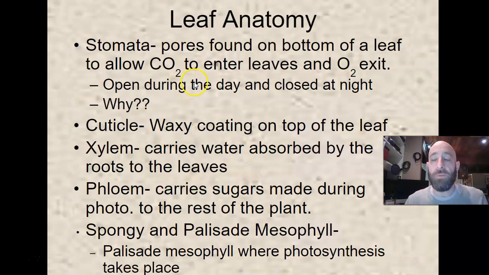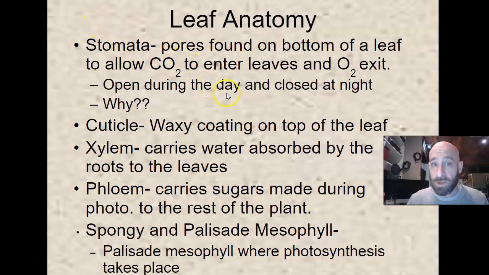Okay, so first of all, do leaves breathe? Do plants breathe? And the answer to that question is yes, they do. They breathe just like we breathe. Now, obviously, they don't have lungs, but they have mouths, essentially, that open and close and let out oxygen and let in carbon dioxide. We breathe in oxygen, right? And we breathe out carbon dioxide.